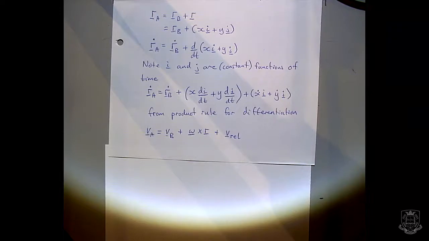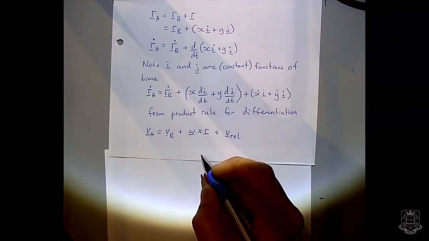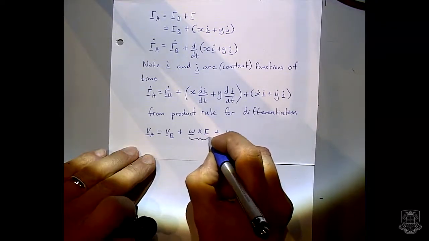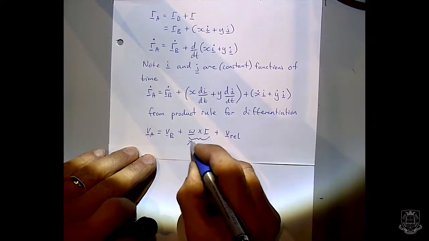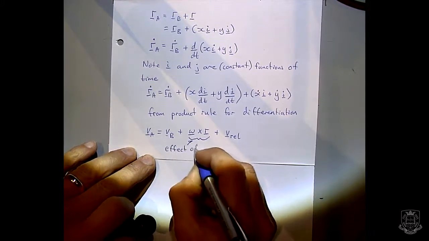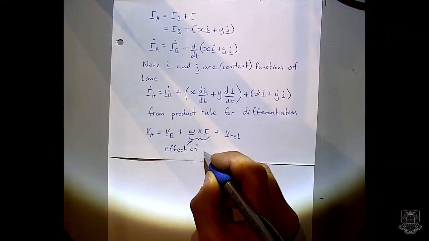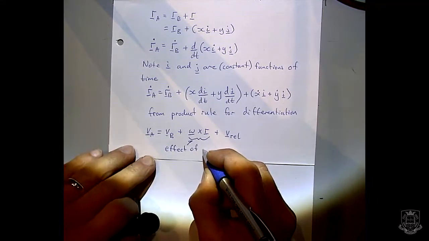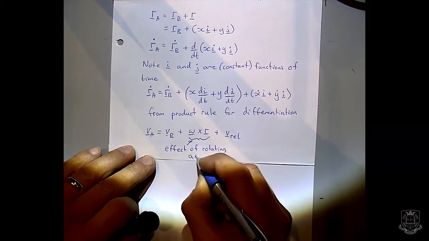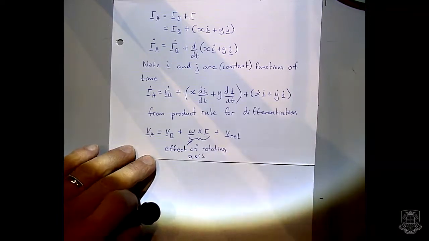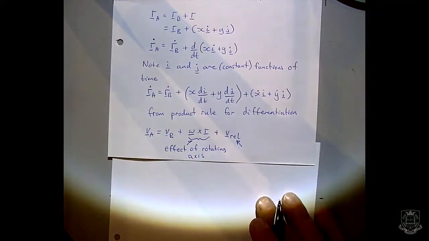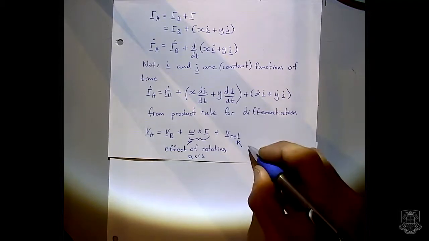So let's just make a little note of that. So this piece here is the effect of rotating axes. And this term here is the relative velocity in the rotating frame of reference.